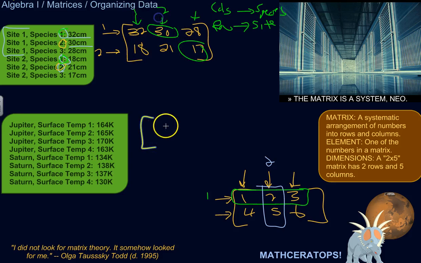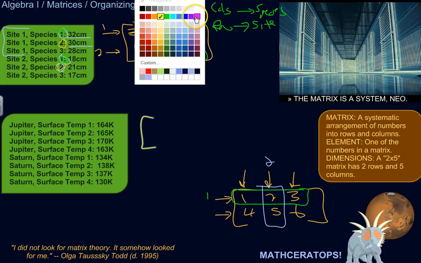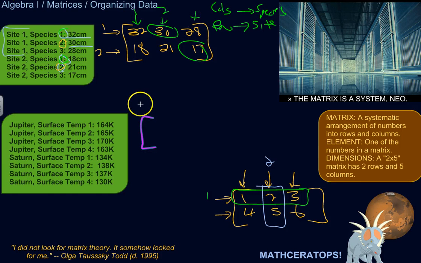Let's choose a cool color. Let's do pink, just something different. So the first row will be about Jupiter, and the second row will be about Saturn, and then the first column will be temperature 1, second column temperature 2, third column temperature 3, fourth column temperature 4. So we've got 164 Kelvin, 165, 170, and what's the fourth one? 163.